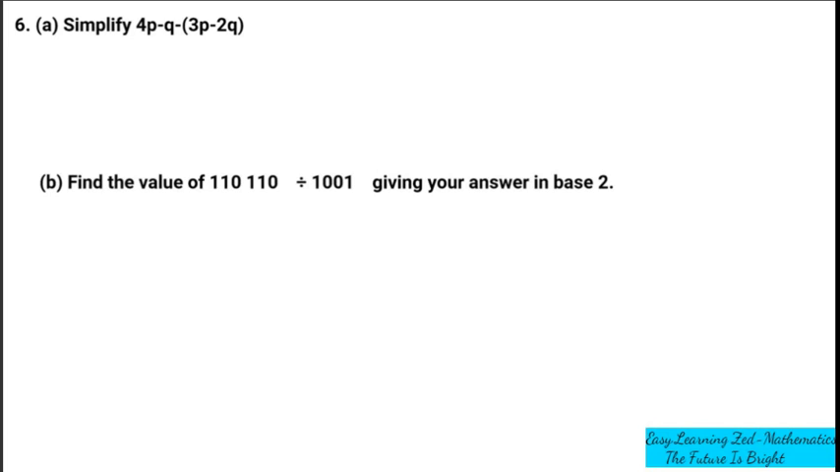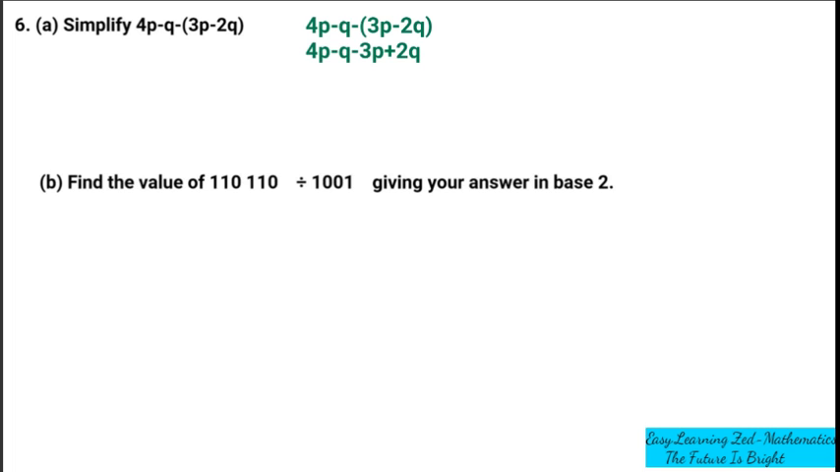Okay, so to simplify this one, the first thing I'm going to do is copy this entire expression. Then I'm going to evaluate what is in the bracket, so I'm going to rewrite 4p minus q. Then I'm going to multiply every term inside the bracket by negative, so negative times positive 3p will give us negative 3p. Then negative times negative 2q will give us positive 2q.